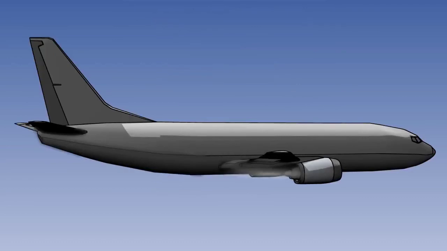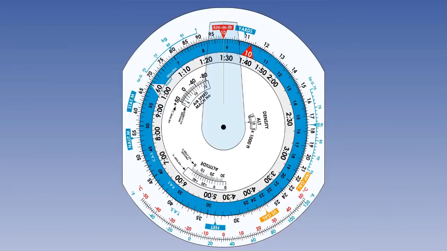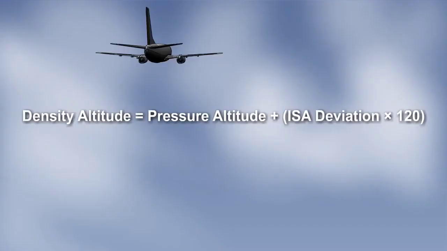Finally, we examined density altitude. This has nothing to do with vertical distance. It is a measure of aircraft performance and engine power. It is defined as that altitude in the International Standard Atmosphere at which the aircraft's current actual atmospheric density would be sensed. We can establish it by use of a navigation computer. This is satisfactory in any practical application. However, in exam questions, if the answer options are close, use the equation.